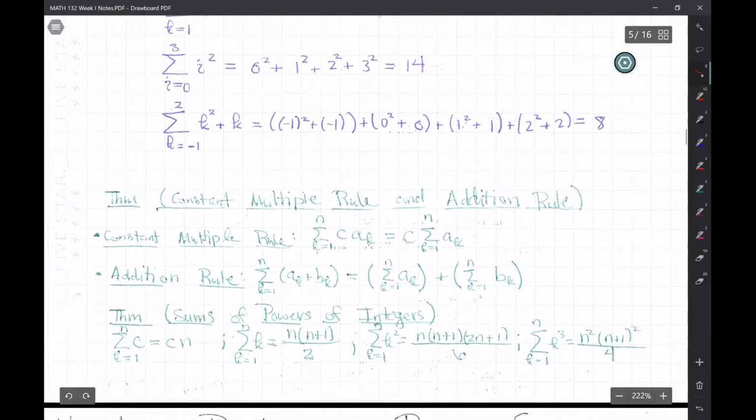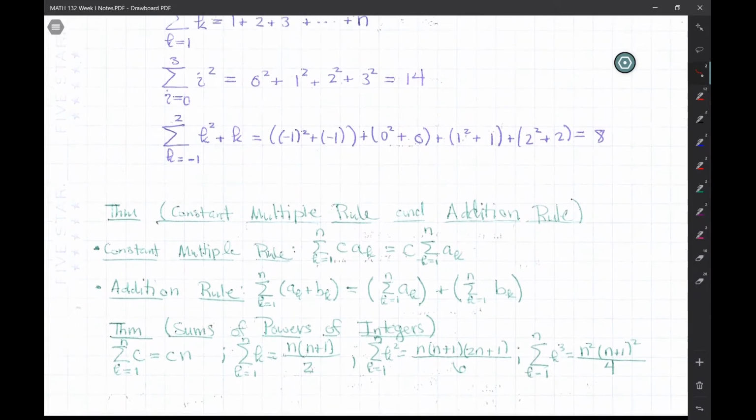Now here are some rules that we could use to help us evaluate sums. One is the constant multiple rule. So if you have this expression here, a sub k, you could think about this a sub k as some function of k. For example, here it would be k squared plus k. If we have an expression of k with some constant multiple, we could pull out that constant. So for any real number c, this would work. You could just factor out the c.